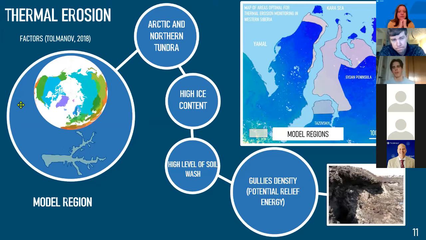For thermal erosion, I created a map of areas optimal for monitoring in Western Siberia. It should be in the Arctic and Northern Tundra. This was my bachelor research about thermal erosion. It should be in tundra with high ice content and a high level of soil wash, so it's typical for Yamal and for the Gydan Peninsula.